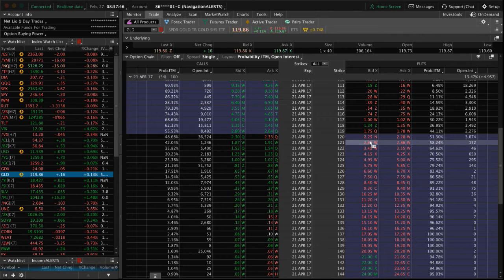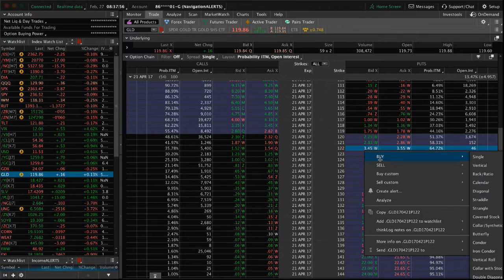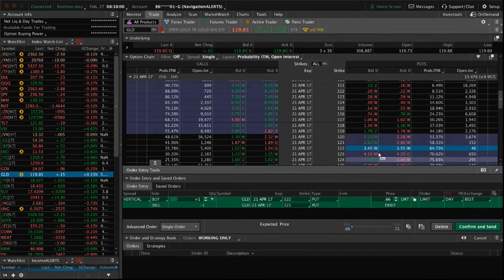in that 55 to 65 delta range, or probability of in the money. So the 122 would fit that. And so let's right click, buy vertical. And then price is trading at a little less than 120, 119.86, right? So right around here. So that's 2 strikes away.